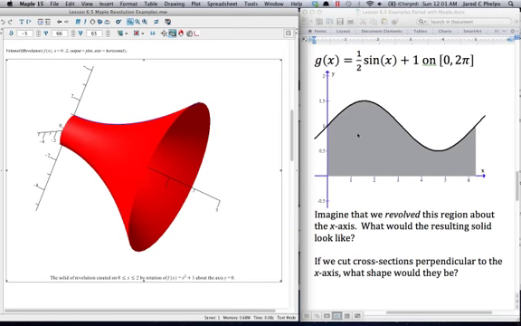You've got this gray region here. I'm going to ask the exact same two questions. Imagine that I took that shape and revolved it around the x-axis. What would that solid shape look like?